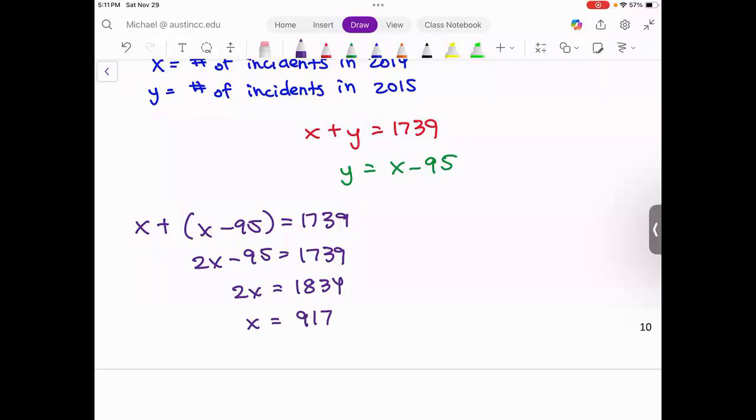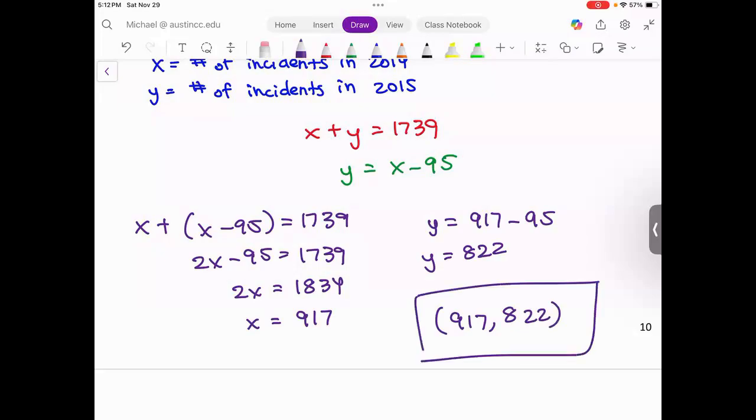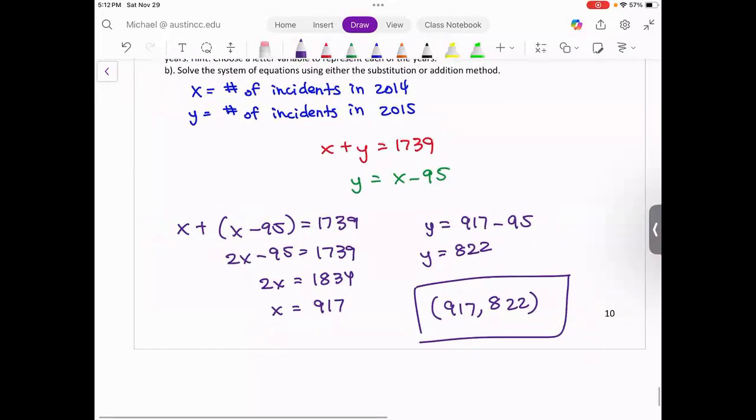Now, we plug this back in to either of our equations. Let's just do the second one. So we have y equals x, or 917, minus 95. y equals 822. So our answer is 917 and 822. So there were 917 incidents in 2014 and 822 in 2015.